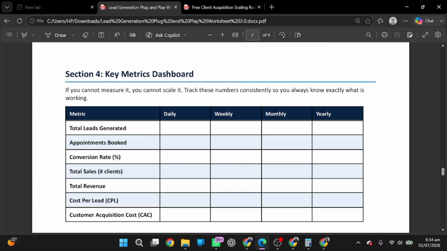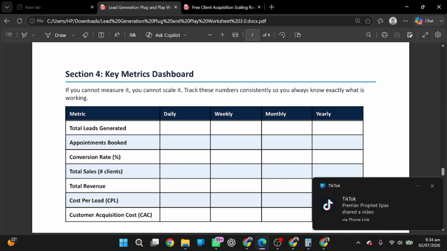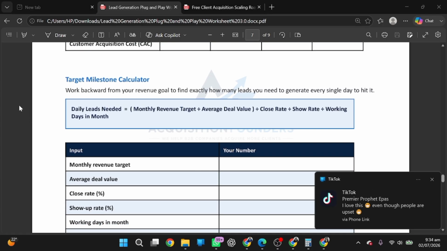So section 4, these are key metrics dashboards. Exactly, track total leads generated, appointments booked, conversion rate, total sales, total revenue, total cost per lead, total customer acquisition cost. Exactly, track the exact numbers. So target milestone calculator here.